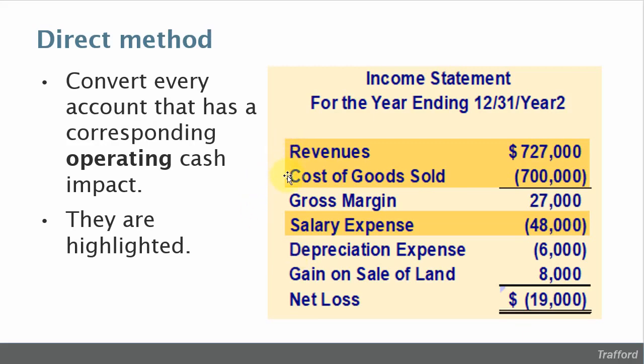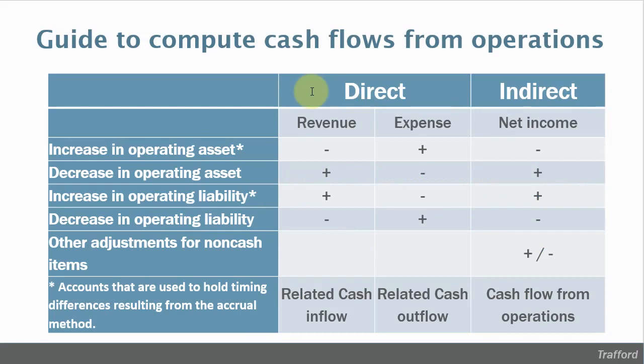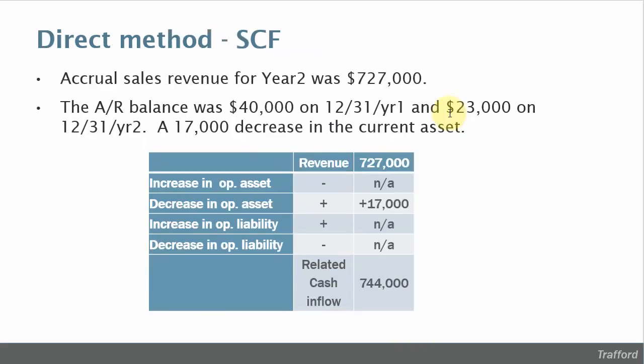So for the direct method, we're going to be focusing on these 3 accounts and coming up with the cash flow equivalent of those. I'm going to refer back here to this guide that you have in your handout. When we are converting from a revenue account to a related cash inflow, you'll use this column of the guide. When we convert from cost of goods sold and wage expense to those related cash flows, we'll use the expense column for those conversions.